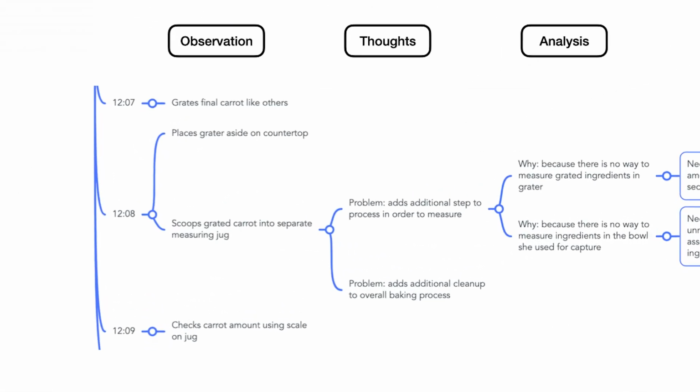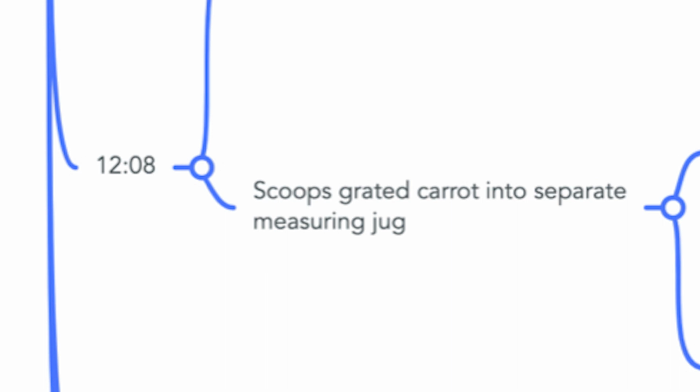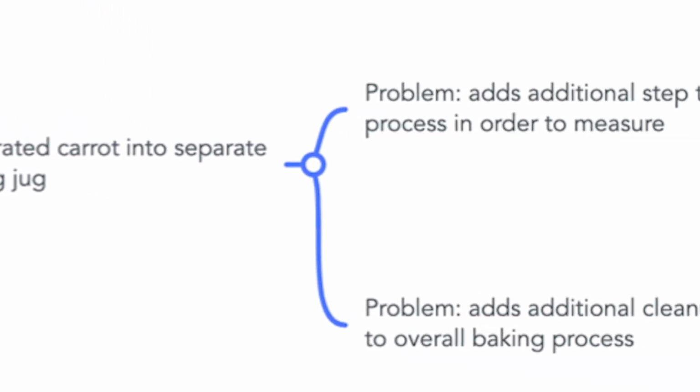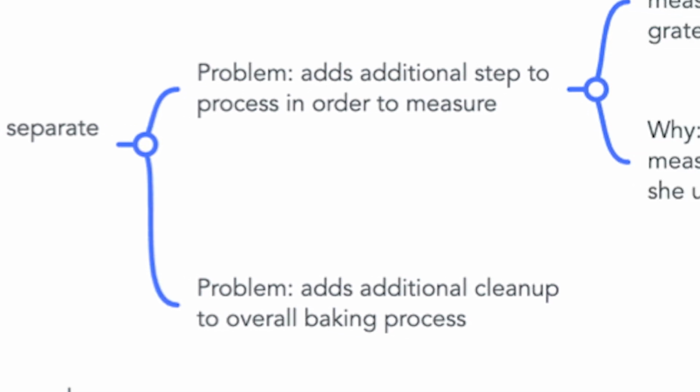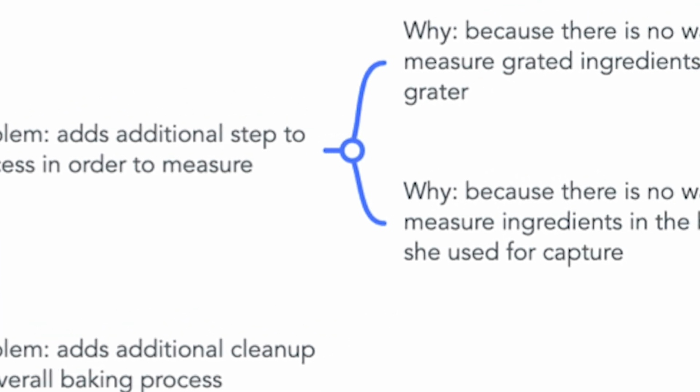And then a little bit further on down the mind map here, we see at 12:08, Mum scoops grated carrot into a separate measuring jug. So she's captured it in a round ceramic bowl, and then she scoops it into a separate measuring jug. And that struck me as odd because it adds an additional step in order to be able to measure the carrot. And Mum was having to kind of guess and eyeball it and go back and do more as she went through. So it adds additional cleanup and it adds additional steps to the baking process.